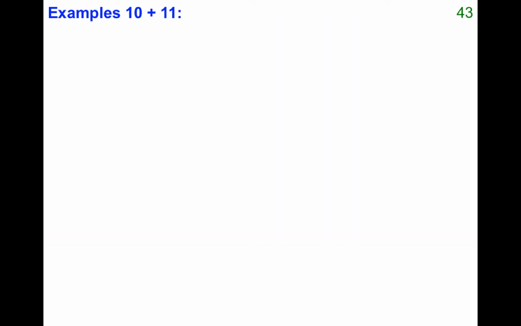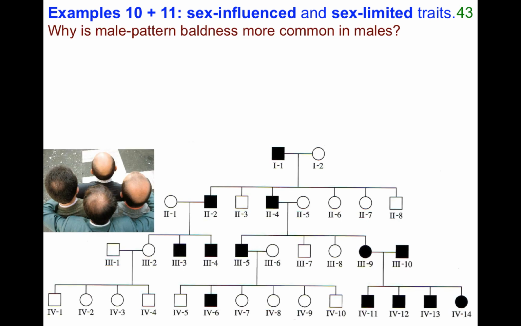Okay. All right, examples 10 and 11, we're going to look at sex-influenced and sex-limited traits, and I think this is our last set of examples. Male pattern baldness. If you look at a family pedigree for male pattern baldness, you see that it's a lot more common in males. Why is that? Pause the video and think about that for a sec.